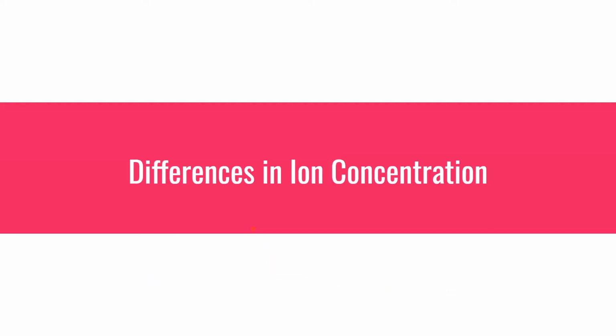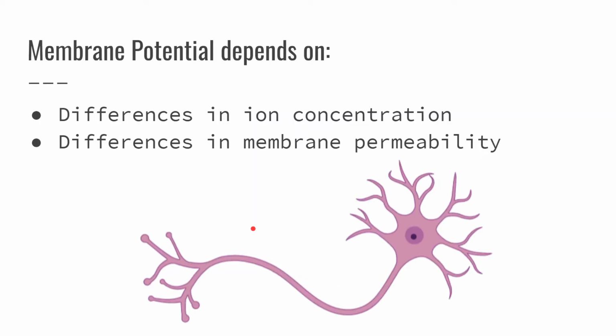Another factor is that the membrane has different permeabilities for different ions. That basically means that there's some ions that can pass through the membrane really easily and some that are a little bit harder to pass through. And both of those factors combine to create a membrane potential, or a difference in electrical charge between the inside and outside of the neuron.